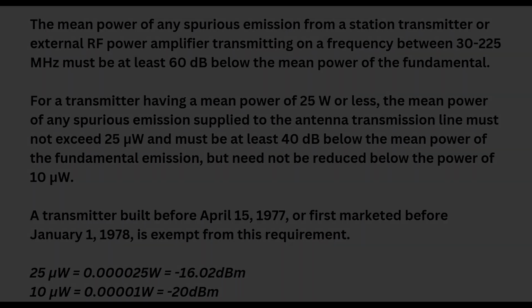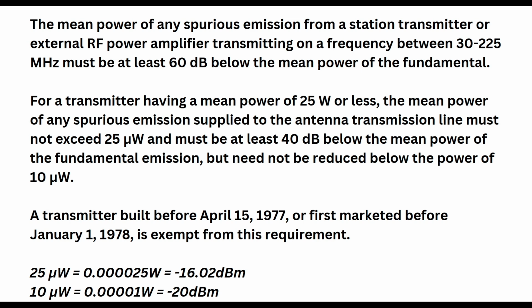Okay, quickly, I wanted to go over the rules here, and pay attention to the second paragraph. It says, for a transmitter having a mean power of 25 watts or less, that is this radio, the mean power of any spurious emission supplied to the antenna transmission line must not exceed 25 microwatts. It must be at least 40 dB below the mean power of the fundamental emission, but need not be reduced below the power of 10 microwatts. So if we take a look at the bottom of this, what it says is that 25 microwatts equals 0.00025 watts. That's negative 16.02 dBm, so we're going to set up a measure line to see if we are below that. Let's go ahead and get started.